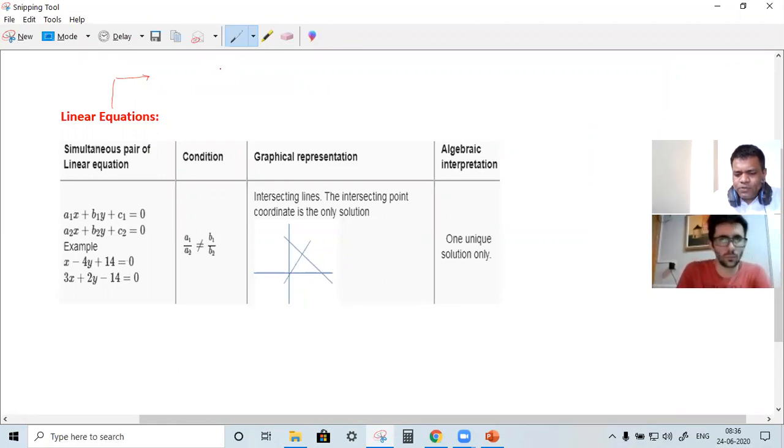See, variables could be 1 in the given equation. Variables could be more than 1, it doesn't matter. But the highest power of the variable must be 1. Let me write a few examples to understand.